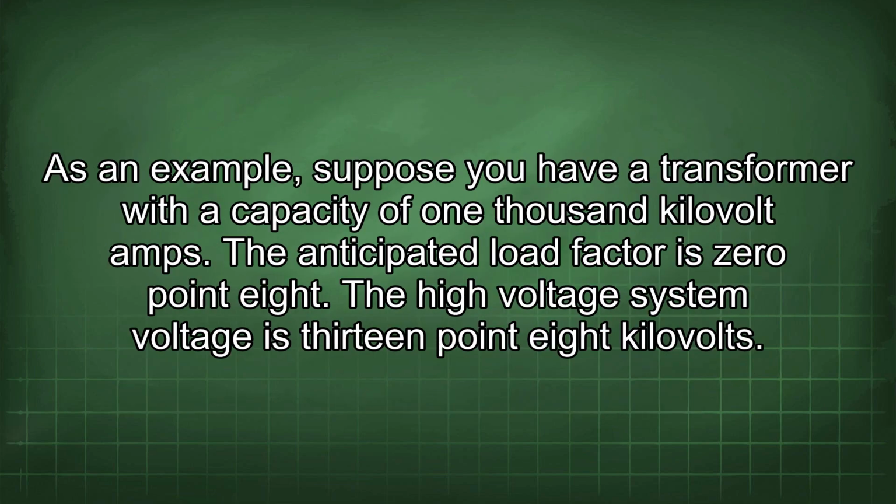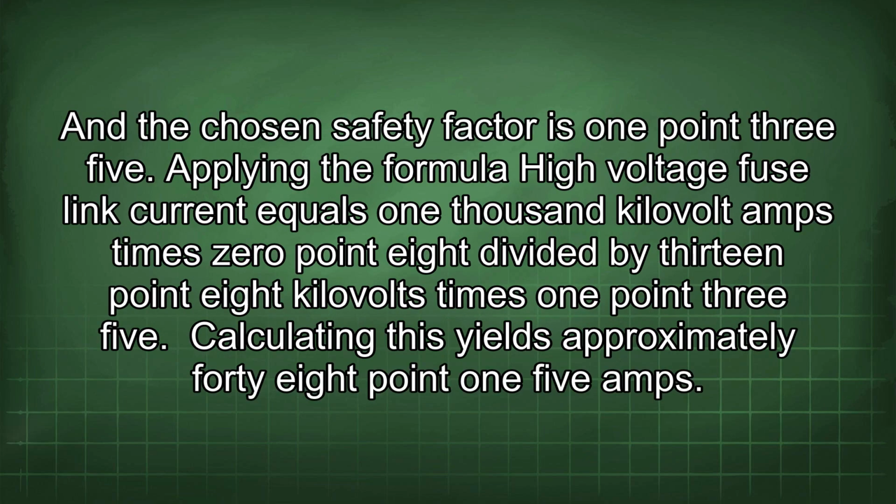1.5. As an example, suppose you have a transformer with a capacity of 1000 kilovolt amps. The anticipated load factor is 0.8. The high voltage system voltage is 13.8 kilovolts, and the chosen safety factor is 1.35. Applying the formula, high voltage fuse link current equals 1000 kilovolt amps times 0.8 divided by 13.8 kilovolts times 1.35. Calculating this yields approximately 48.15 amps.